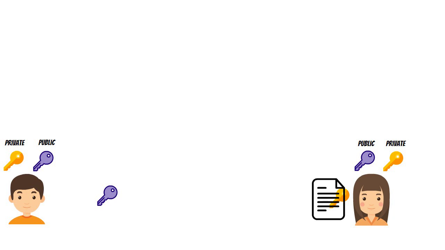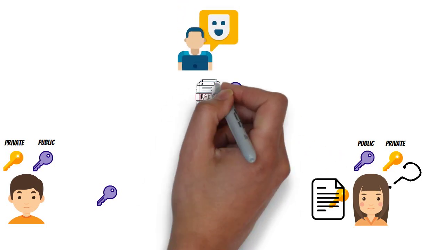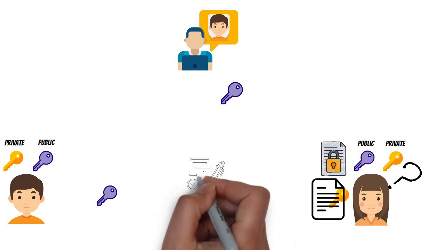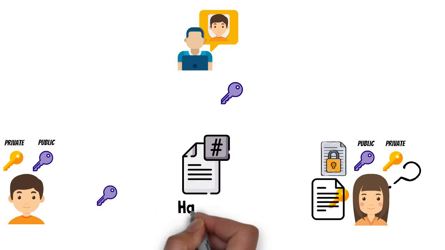How can Alice know that the message came from Bob? Since Alice's public key is indeed public, anyone can take it, encrypt a message to her, and pretend to be Bob. Alice needs to see Bob's unique signature, and this is where hashing comes into play.